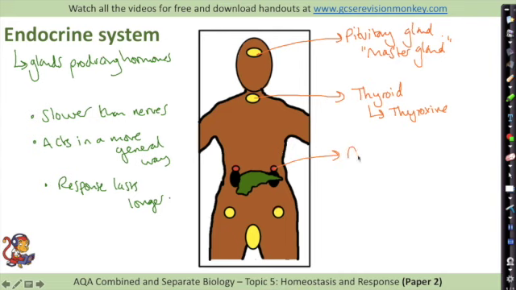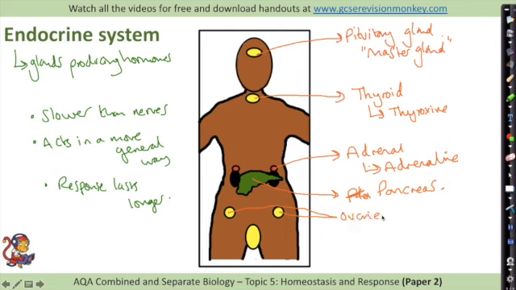The adrenal glands here, they produce adrenaline. You've got the pancreas here, a really important gland that produces lots of different hormones, and we'll talk about the pancreas later on too. And depending on whether you're male or female, females have ovaries, and we'll talk about those when we talk about the menstrual cycle, and the men have testes, and the hormone that's produced there is testosterone.